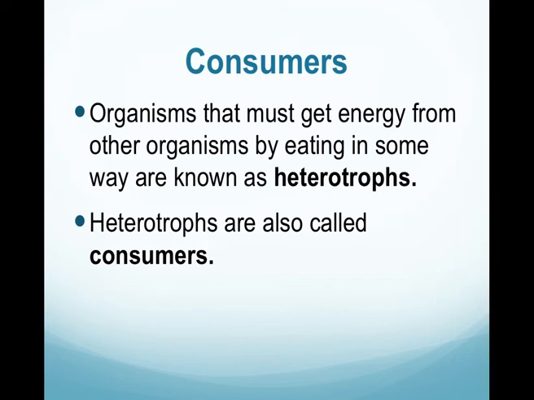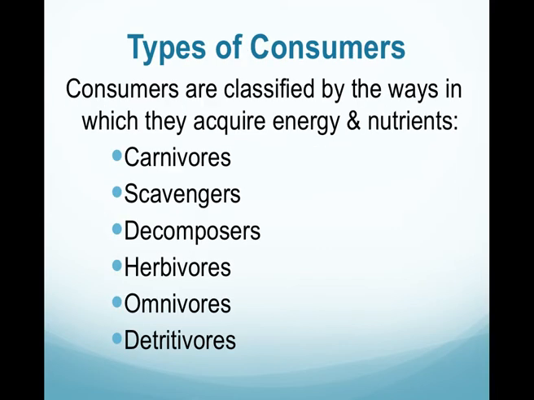We can classify the types of consumers we have in a couple of ways. We classify consumers by the way in which they get their energy and their nutrients. Some of these terms should be familiar to you: carnivore, scavenger, decomposer, herbivore, omnivore, and detrivore. Most of those should be familiar to you.